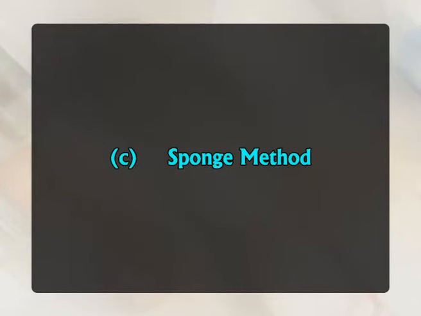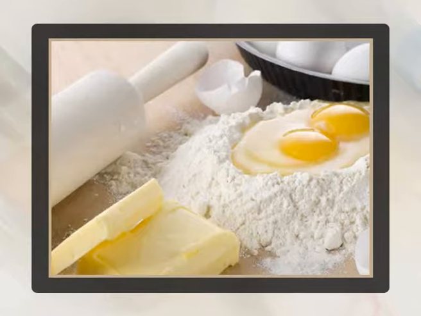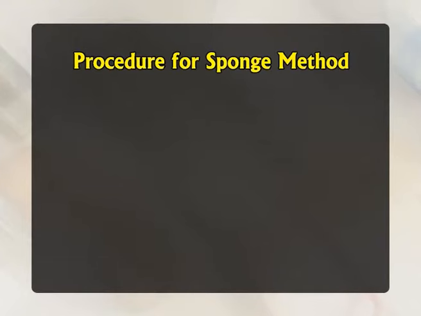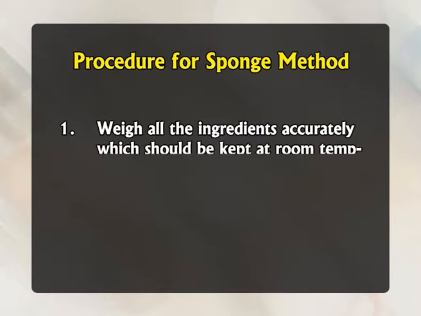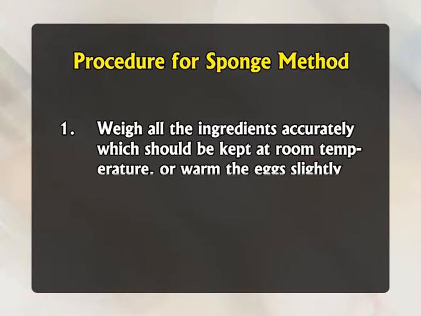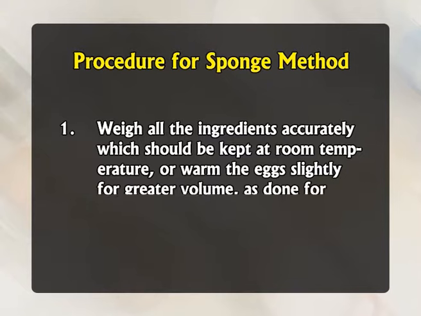C. Sponge method. This method is similar to the egg foam methods for cakes. The procedure varies considerably depending on the ingredients. Each batch should be kept small because the batter is delicate. Procedure for sponge method. Number first, weigh all the ingredients accurately, which should be kept at room temperature, or warm the eggs slightly for greater volume as done for sponge cake.